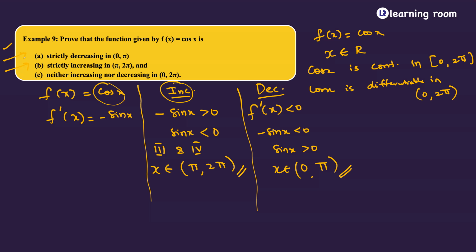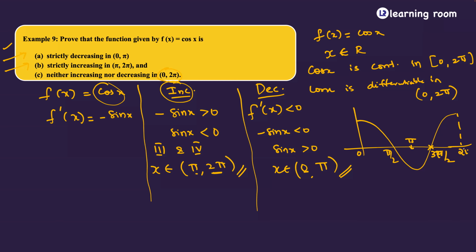Since between 0 to 2 pi it is decreasing and then increasing, in this interval of 0 to 2 pi, we say it is neither an increasing nor a decreasing function. The meaning of it is, when you look at the graph, it looks like this. This is the graph for cos x. This value is 0, this value is pi by 2, this value is pi, this value is 3 pi by 2, and this value is 2 pi. Am I clear with this?